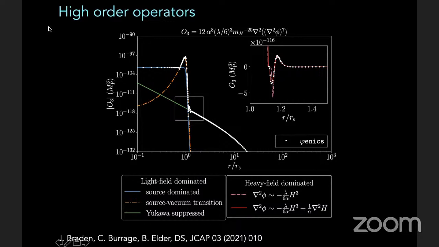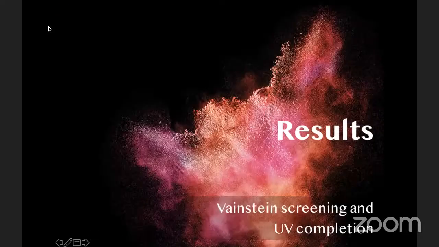Okay. And now we go to the big answer. So Vainshtein screening and UV completion. What do we see? Is the perturbative approach correct? And does the UV theory screen? And all the rest we've been saying. Before I go there, questions?